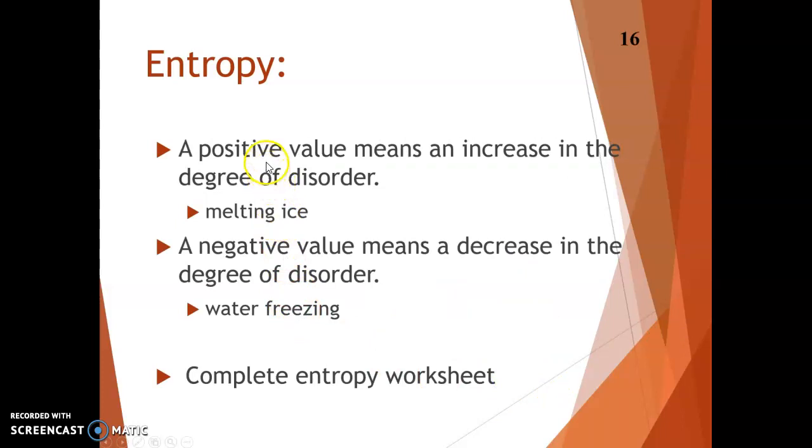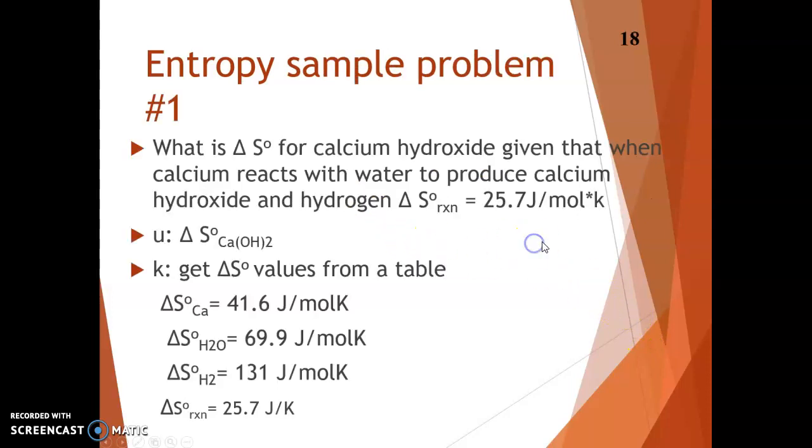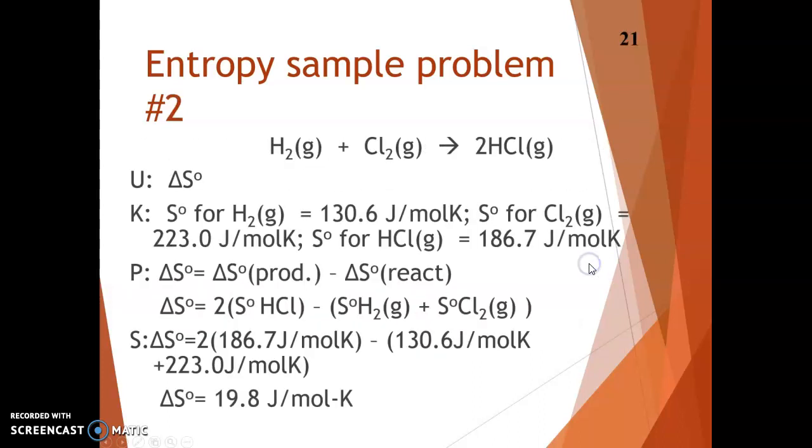Alright, some other examples here. So melting ice increases disorder, so that's a positive entropy change, while the opposite, water freezing, is a negative entropy change. And we're not going to go through right now and do the entropy calculations, but you could do these. So we're not doing those right now.